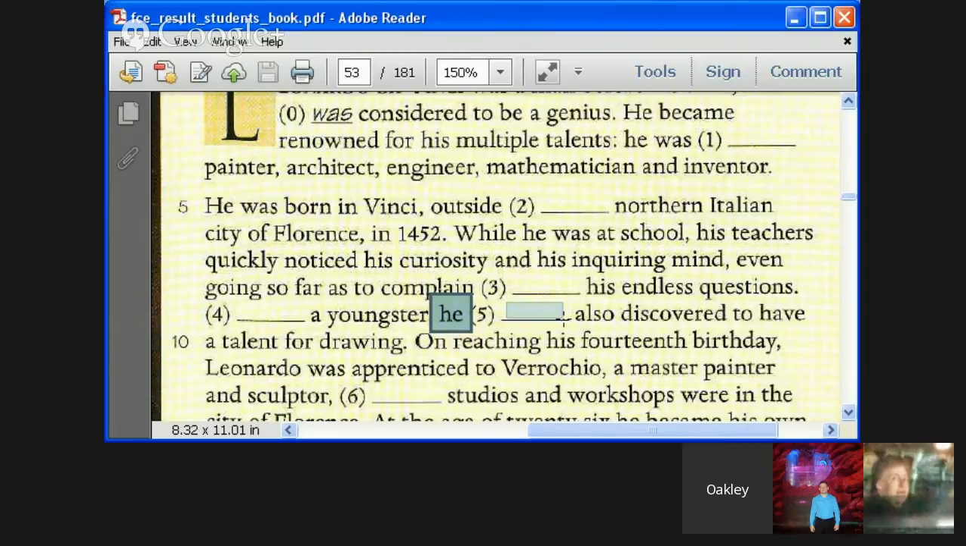Well, you're on the right track. Had. Now, here's the problem with that. Had discovered means that when we use it before something else, it's past perfect. So before what? There's nothing else. There's no other action that he discovered a talent for drawing before.